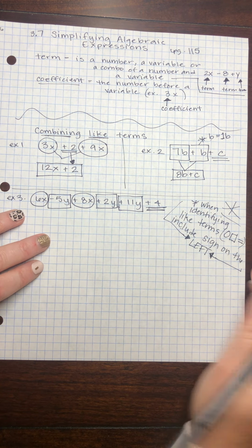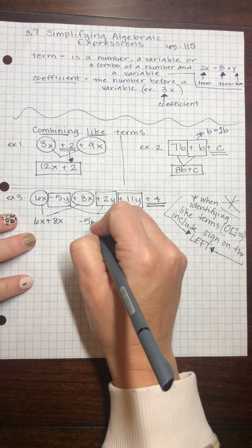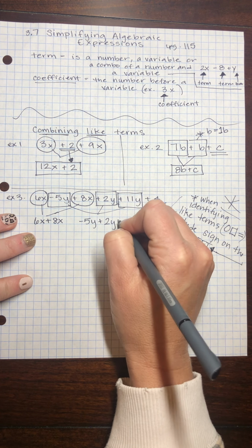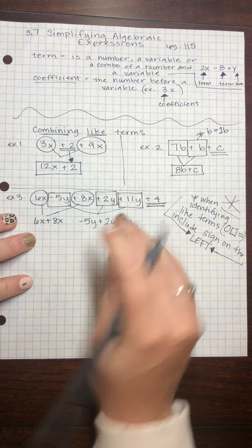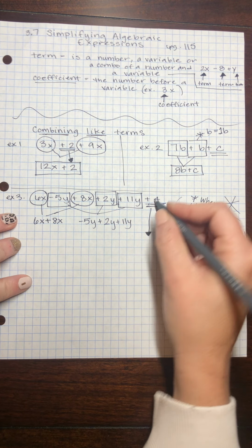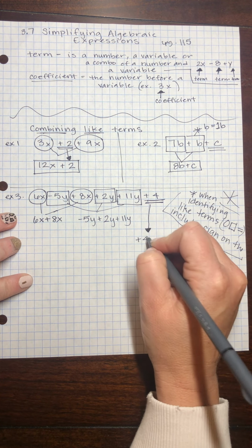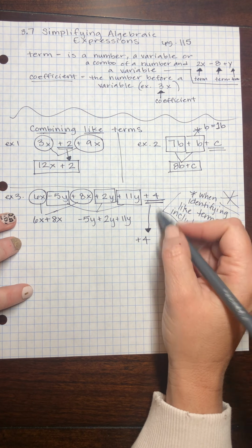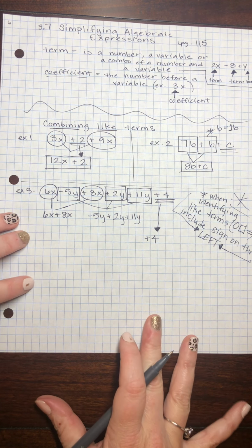So I'm going to rewrite this just because it's going to be cleaner than a bunch of lines everywhere. So I'm going to do 6x plus 8x. And then I'm going to combine all those. So then I have minus 5y plus 2y plus 11y. Now my y's are all together. So I've got my x's together and my y's all together. And then I definitely don't want to forget about this guy, but since he's all by himself, I'm just going to skip this row so that he's ready. The plus 4 is just part of my answer. Just going to go straight down with it.